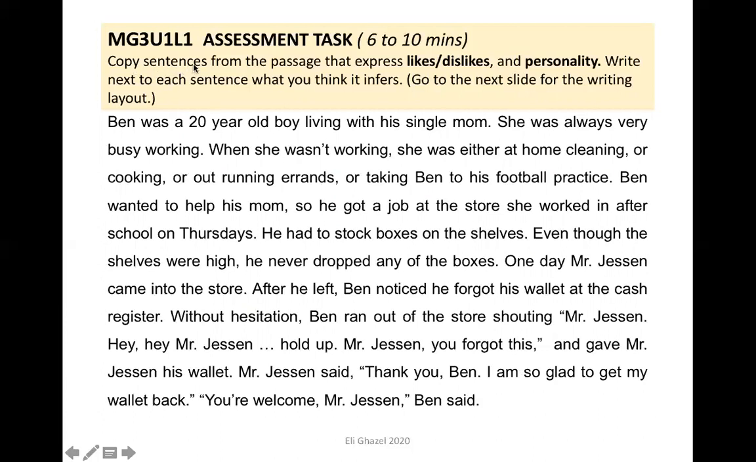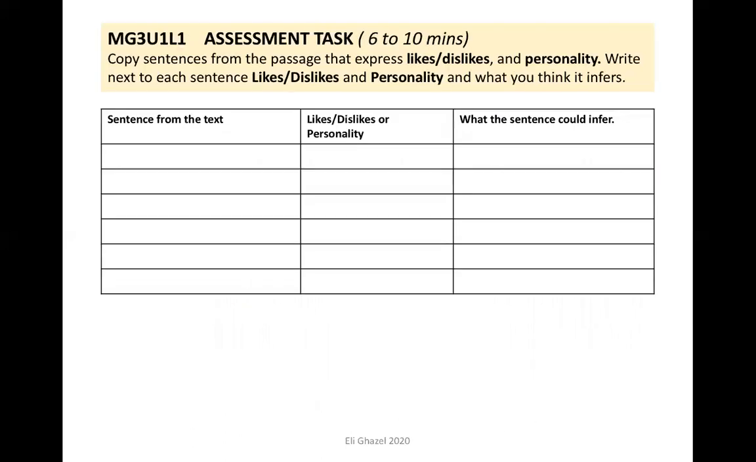Look at it. Copy sentences from the passage that express likes, dislikes, and personality. Right next to each sentence what you think it infers. Go to the next slide for the writing layout. So when we give the students something like this, we've got to give them something like this so that they can put the sentence that they read in the passage, then say whether it's a like, dislike, or personality, and what the sentence could infer.